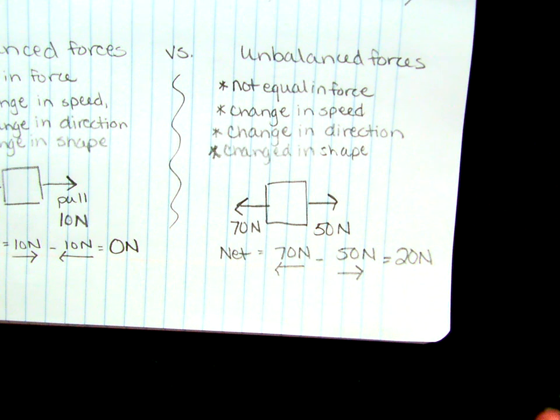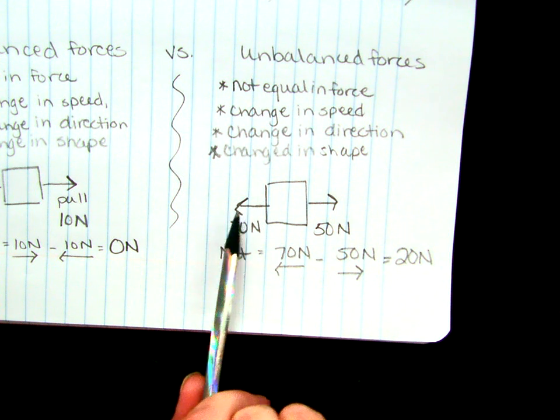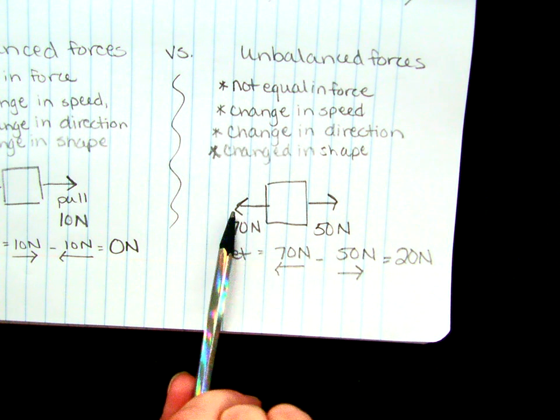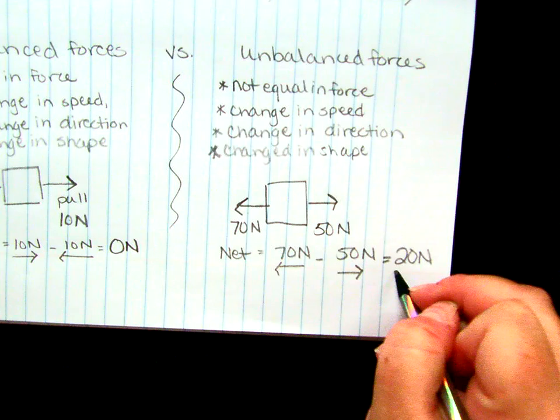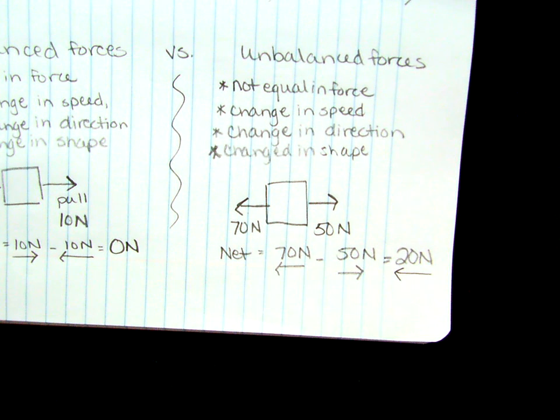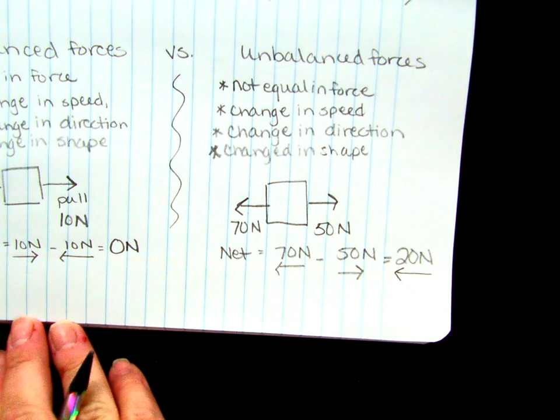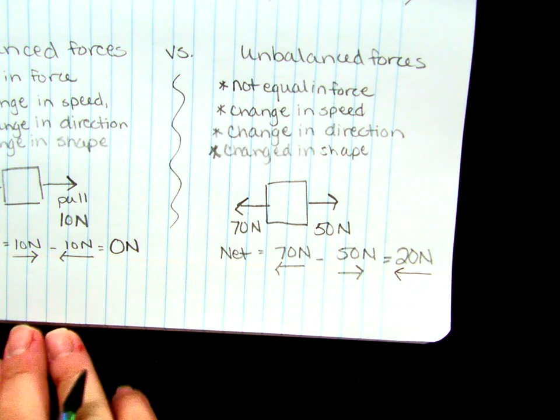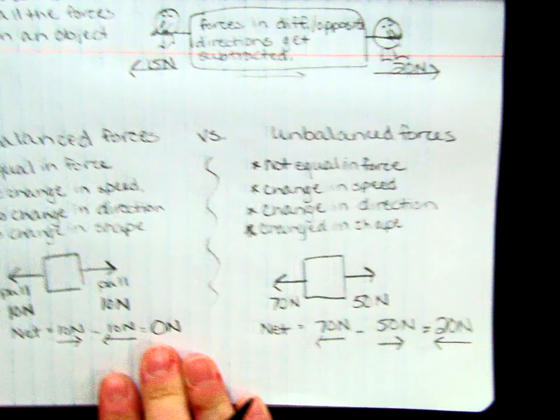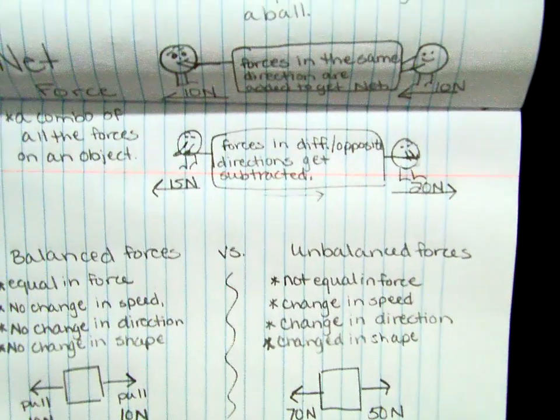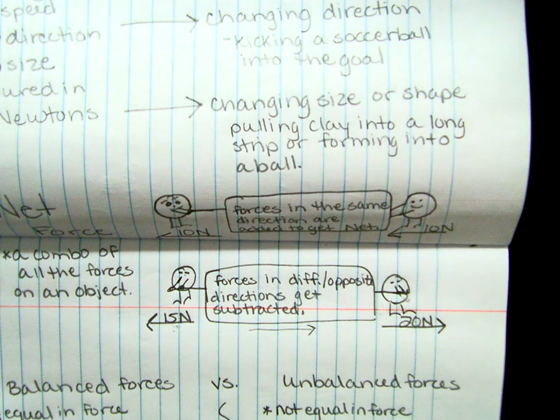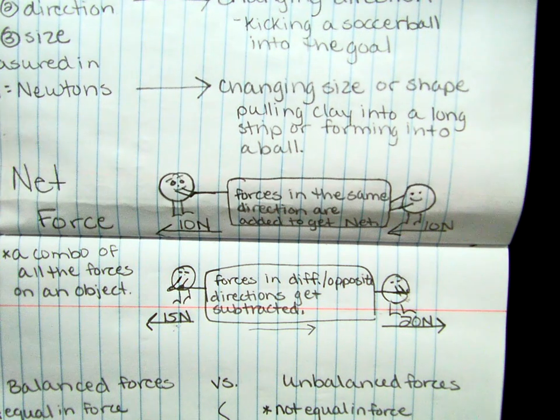So when we look at this, you have to look at the stronger force. So our stronger force is 70, which is to the left. So our box will move 20 newtons to the left. So basically, force is actually pretty simple. It's either balanced or unbalanced. You either change the speed or you don't. You change the direction or you don't. Or you change the size and shape. And we figure all this out with our net force, our push or pull difference between the two.